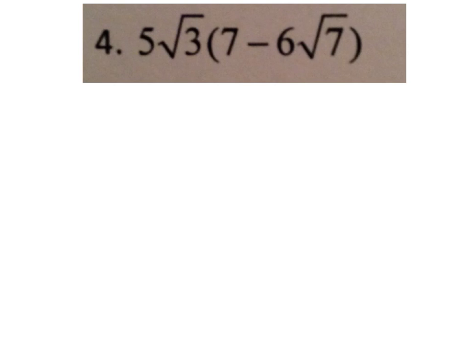Okay, so on this one, we are going to distribute the 5 radical 3 into the parentheses. So when I distribute 5 radical 3 to the 7, 5 and 7 are both outside the radicals. So they're going to get multiplied together to become 35. And the radical 3 will just stay radical 3.